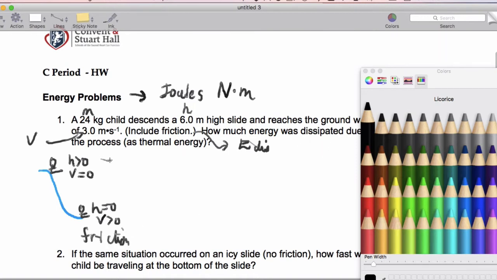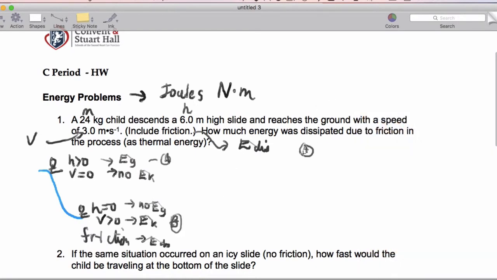Putting all this together, what this tells us is that we did have Eg, there is no Ek, at the beginning, and then at the end, all of our Eg is gone, and it has been transformed into a combination of kinetic, which is moving energy, and dissipated due to the friction. So this is the beginning part. This is kind of part 1. This is position A. This is position B. So putting that together, we'll say at position A we have Eg, and at position B we have Ek plus E dissipated.